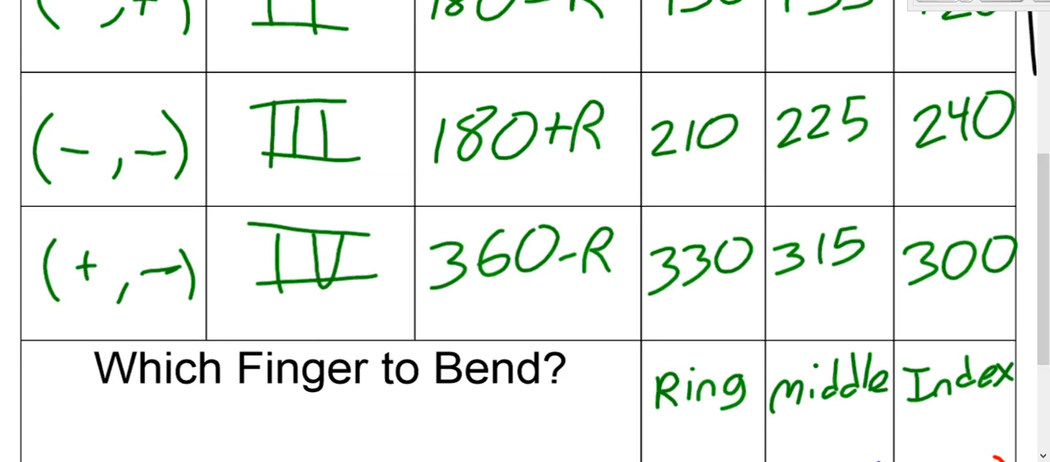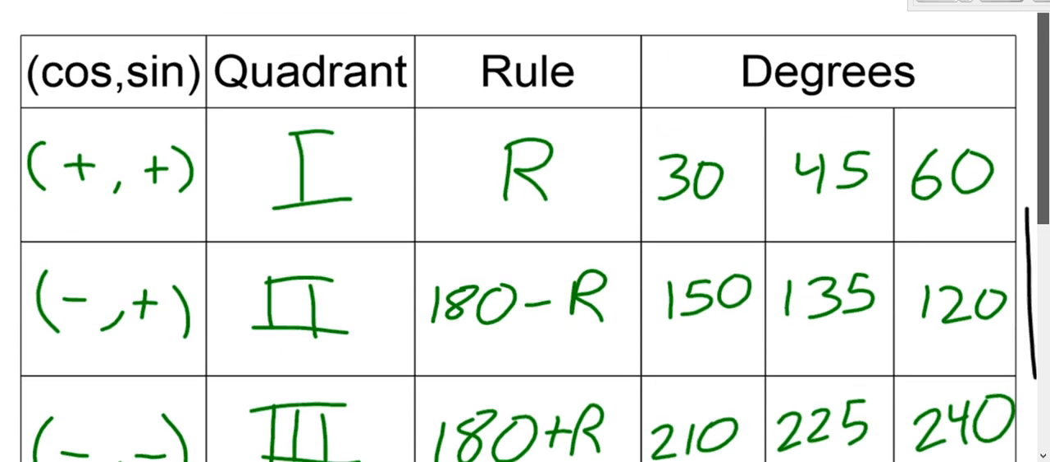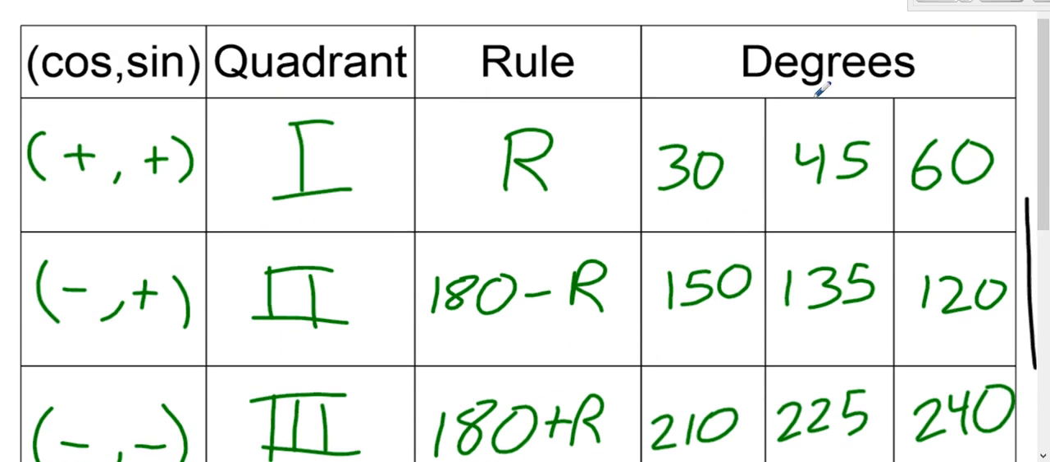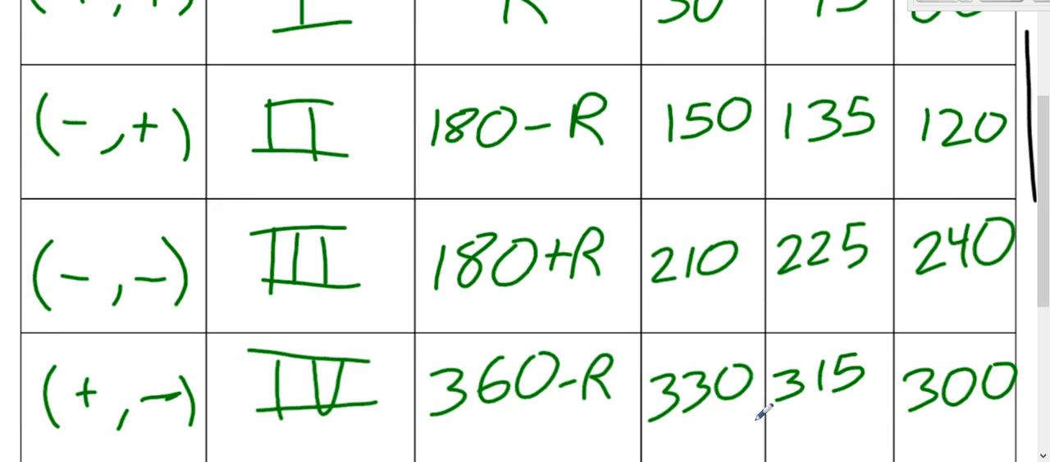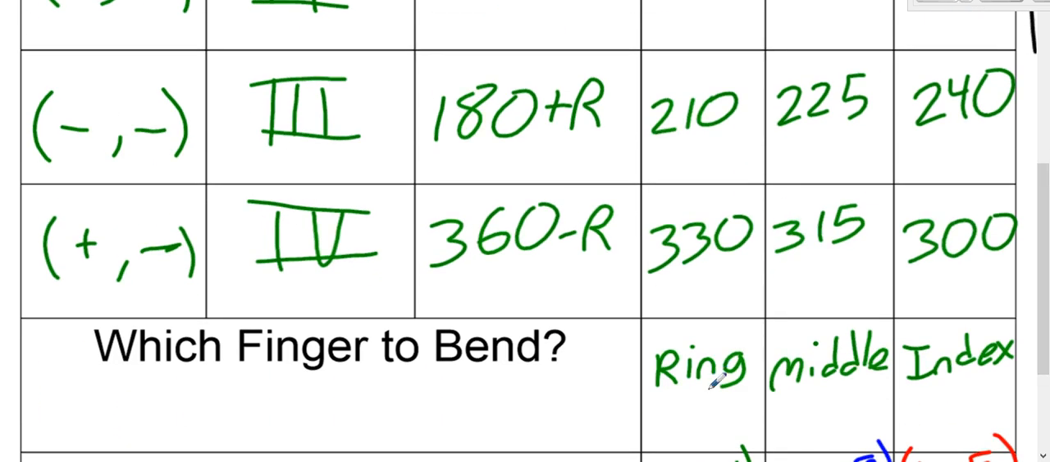So for each of these, the reference angles went vertical. Like we mentioned before, we had the 30-degree reference angle, the 45-degree reference angle, the 60-degree reference angle. With the 30-degree reference angle, for all of these, you'd bend your ring finger. For the 45-degree reference angle, you bend your middle finger. And then for 60-degree reference angles, you bend your index finger, and that tells you your coordinate.